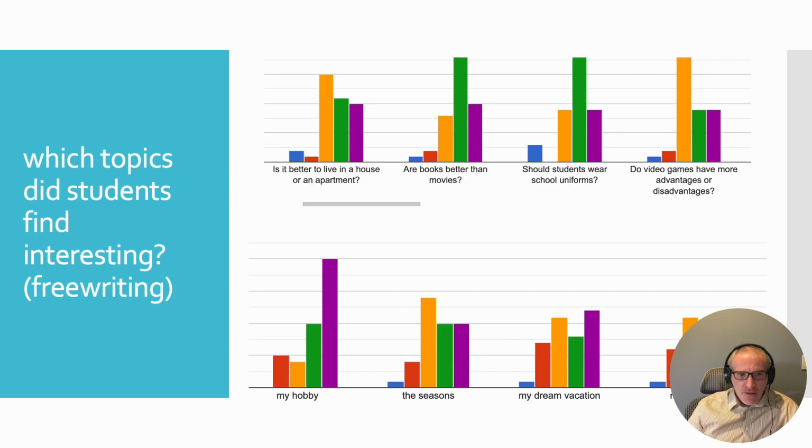Okay. And this was for the free writing, and you can see here some of the argumentative topics at the top. Nothing outstanding. I guess Are Books Better Than Movies seemed to be quite popular. My hobby, as you can probably imagine, seemed to work very well as a free writing topic. So that was a very popular one.